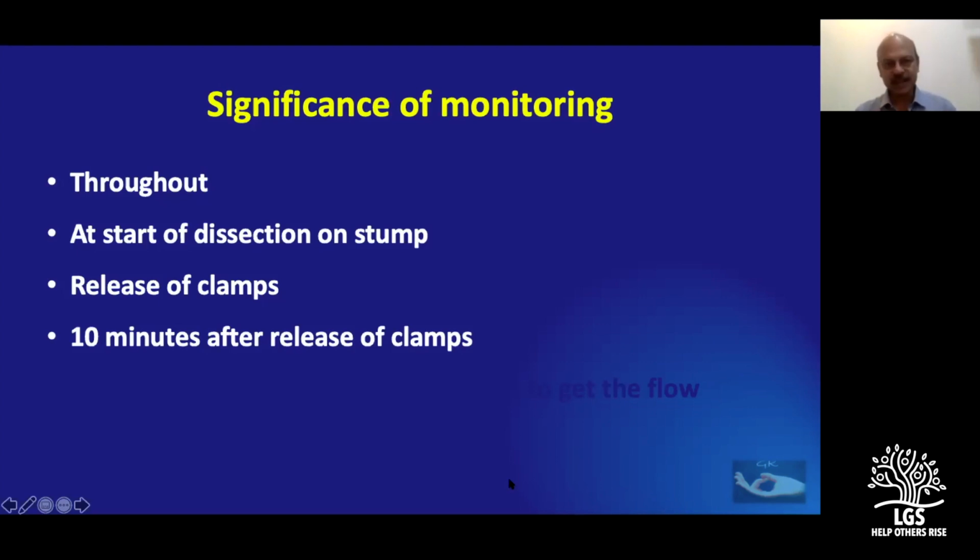Once you have started the surgery, we go ahead with the surgery, do the anastomosis, and then at a particular point of time, we release the clamps. When we release the clamps, there are going to be multiple changes that should be taken care of, and that is handled very well by the anesthetist. And the next important point is 10 minutes after the release of the clamp, there is another set of changes. All these are taken care of well by the anesthetist.